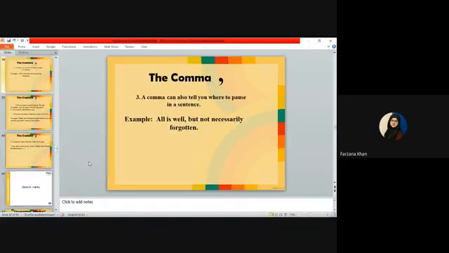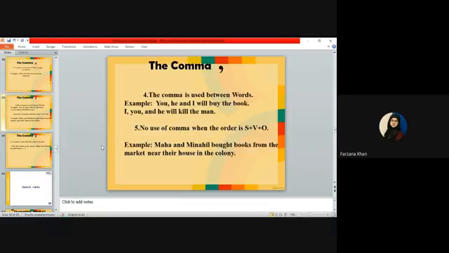Comma can also tell you where to give a pause in a sentence. For instance, you can say in the example, all is well, but not necessarily forgotten. When you want to give a pause to make the meaning clear in written form, you will add a comma there.